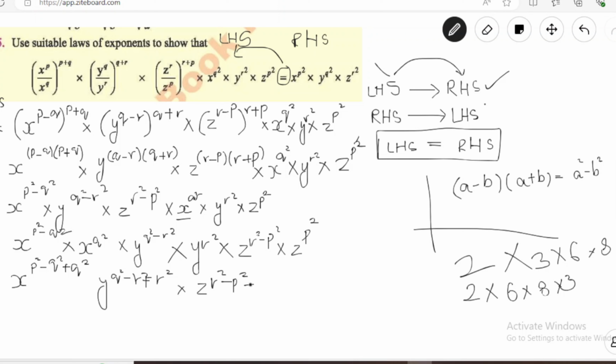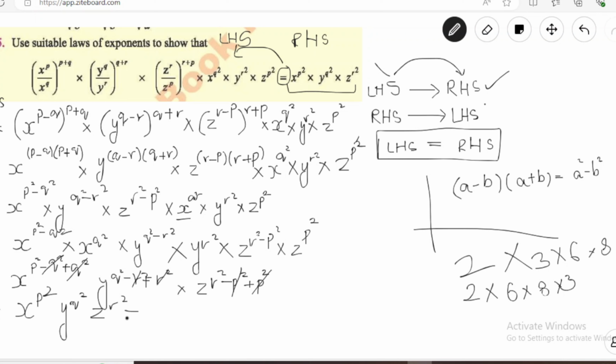Then we have q square and minus q square, both similar with opposite signs, which get cancelled, so we are left with x raised to the power p square. Then we have the r squares, both similar with opposite signs, so it will be y raised to the power q square. And then p square and minus p square cancel, so it will be z raised to the power r square.